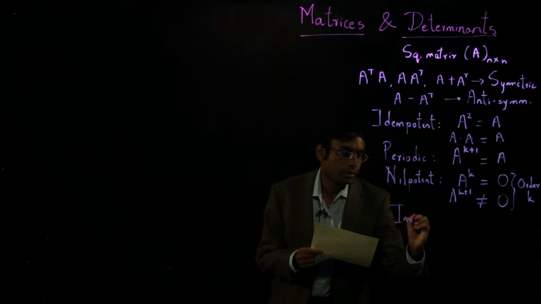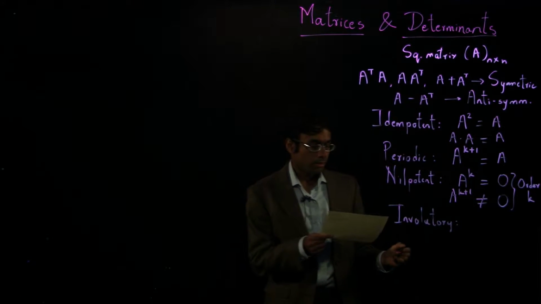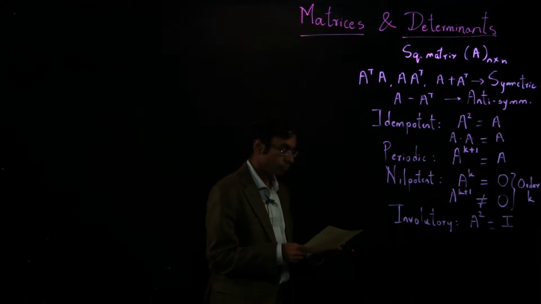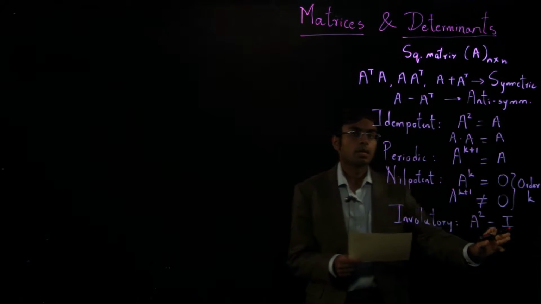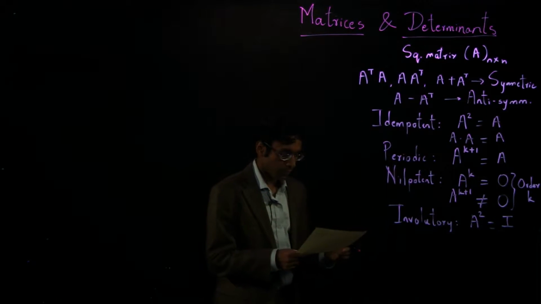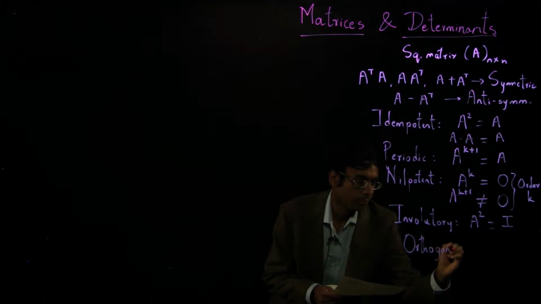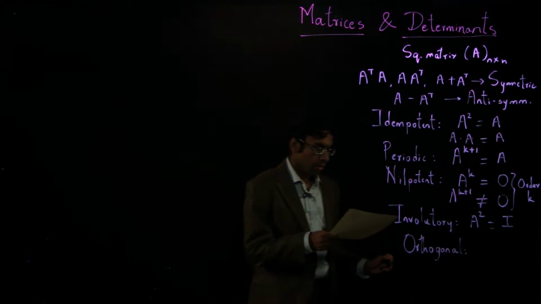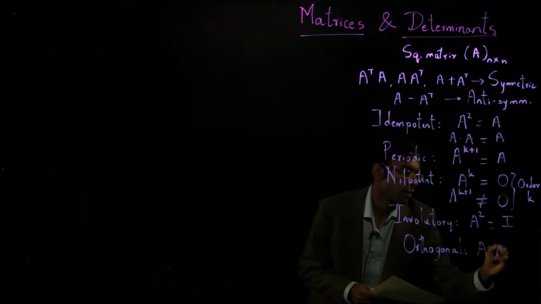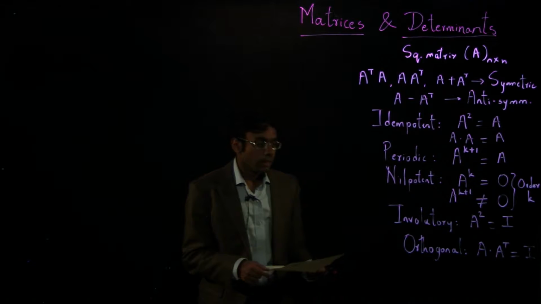An involutory matrix. If A square equals I, where I is the identity matrix. Just to recap, identity means all the diagonal elements of the matrix are 1 and all the non-diagonal elements are 0. And the last definition, orthogonal matrix. So any square matrix A is orthogonal if A times A transpose equals I. So if it satisfies this condition, the matrix A is called orthogonal.